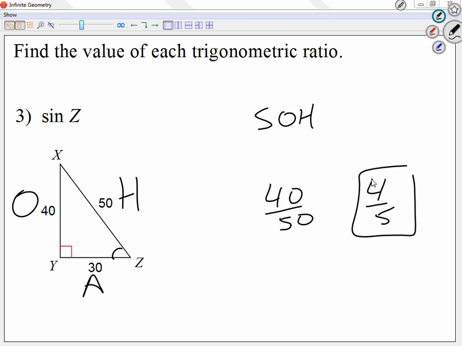I know you guys also have cosine. So I did an example of tangent, I did an example of sine. Cosine is just adjacent over hypotenuse. Pretty sure you guys get the idea. Any questions? No questions?